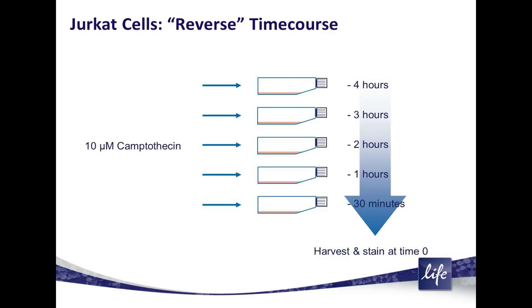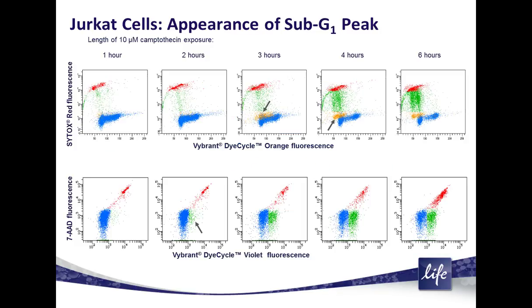Nuclear changes. We see here the appearance of the sub-G1 peak. This is using a couple of different assays at the same time, and it illustrates a time course from 1 hour to 6 hours of induction. On the lower plot, we see the DyeCycle Violet chromatin condensation assay paired with 7-AAD, and you can see the appearance of the condensed chromatin in green. The top set of plots uses DyeCycle Orange paired with Cytox Red, looking for the appearance of that sub-G1 peak.